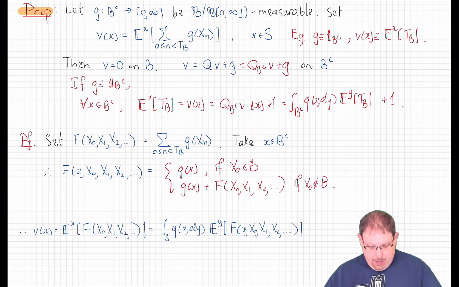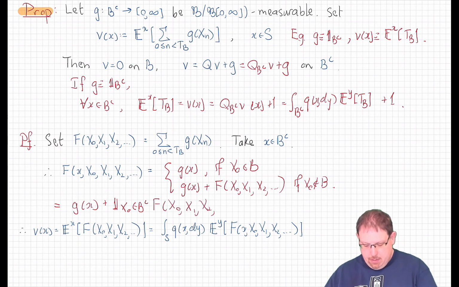So that is altogether, and this mirrors exactly what we stated 2 lectures ago as a general rule for how to handle these kinds of functions of paths. This is g of little x plus the indicator that x naught is in B complement times f of the original path. And that means that when we do the first step analysis, v of x, being this expectation here, will equal the integral over all states y of this appended path function here.